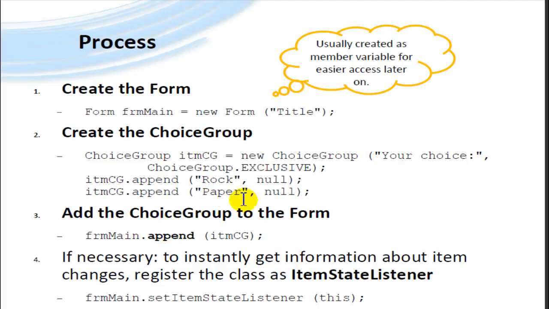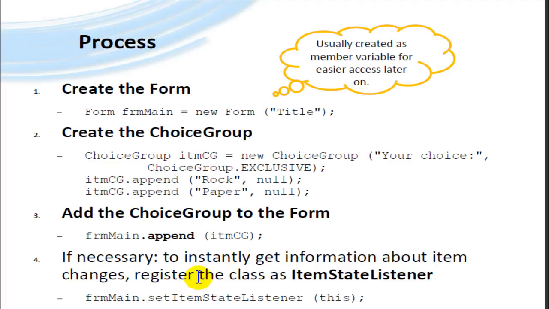And then you have to add this choice group to the form. So frmain.append, we have the append method, as we had the add command: whatever the form name is, like here we've got frmain, we could have frm or fm. We can say fm dot add command, and here we say fm dot append, and what else, the item choice group.